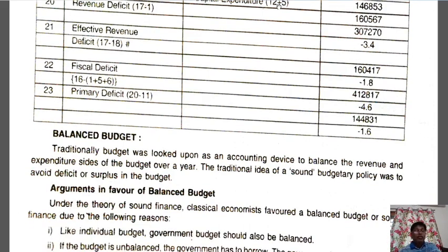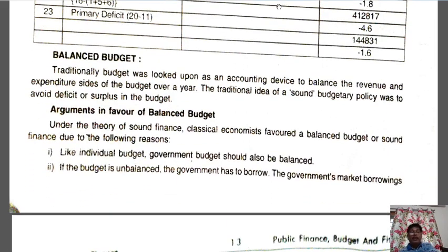Here the balanced budget. The balanced budget means the traditional approach. The budget was looked upon as an accounting device to balance the revenue and expenditure side of the budget over a year. The traditional idea of a sound budgetary policy was to avoid deficit or surplus in the budget, so that government revenue is equal to government expenditure.